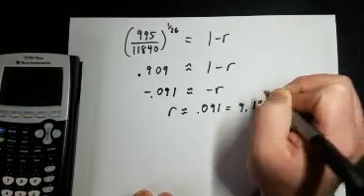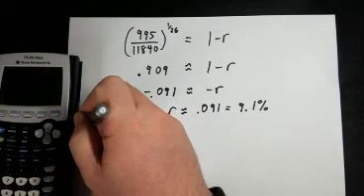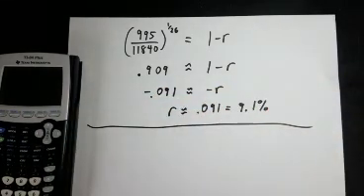9.1%. What that means is that the 1994 Geo Prism lost about 9.1% of its value per year for 26 years. And that's how it went from $11,840 down to $995. We're going to need that number for some of our later calculations.